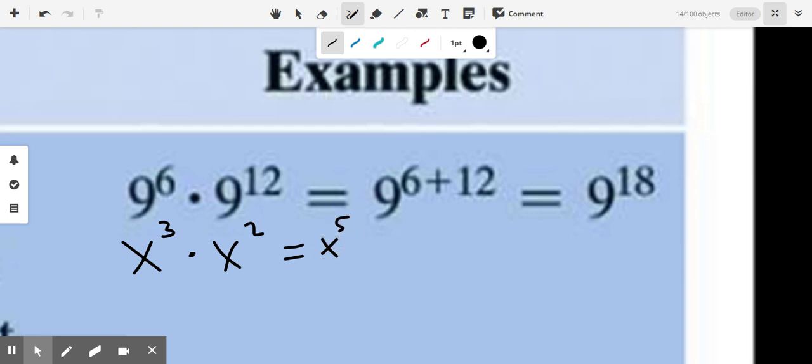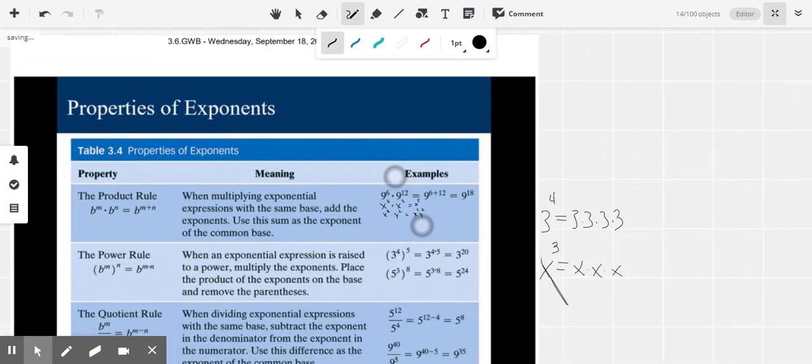Okay. Now, if it were x to the 3rd times y to the 2nd, I couldn't simplify that. All I would do is rewrite that without the dot. I would say that's x3, y2. Okay? So the base has to be the same if you want to add those exponents together. All right? Then we're going to look at the quotient rule or the power rule.